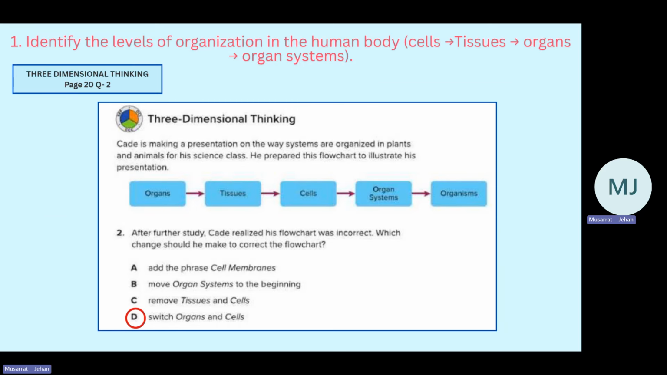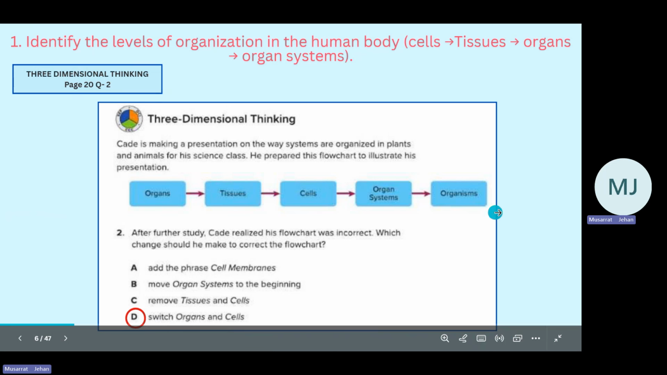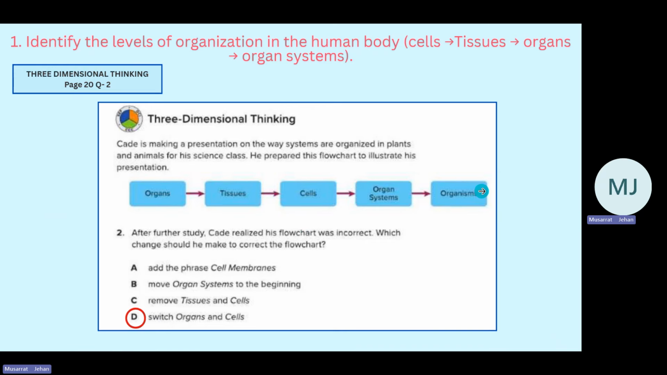Then we come to the levels of organization. I just now told you organ, after organ. If you have to arrange this, which one will be switched? So you know that the first should be cell. So we'll switch cells and organs, and then we'll have the proper levels of organization: cell, tissue, organ, organ system, and organism.